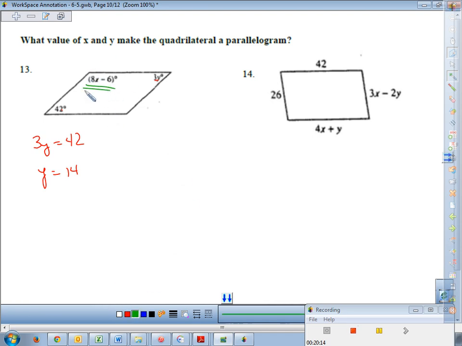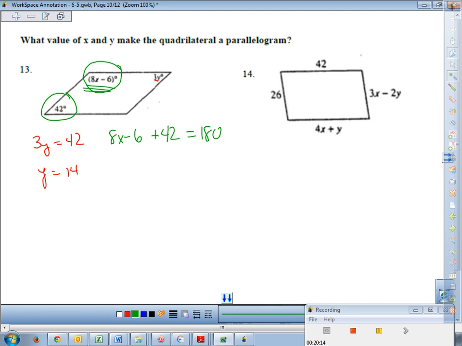What can we do with this guy? Yeah, I like to say these two put together should equal how much? 180. What you said wasn't wrong, you know. It's like this: 8x minus 6 plus 42 should equal 180, right? And you said subtract the 42 from 180, which you could do. But I'm going to just combine like terms right here. Solve for x.